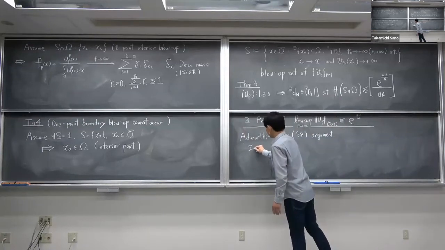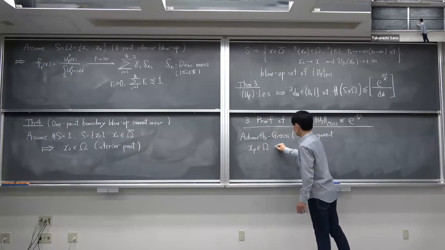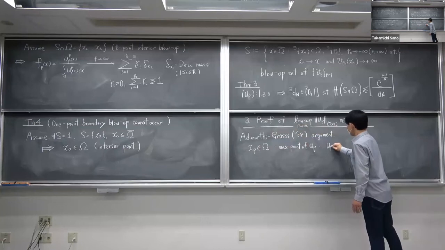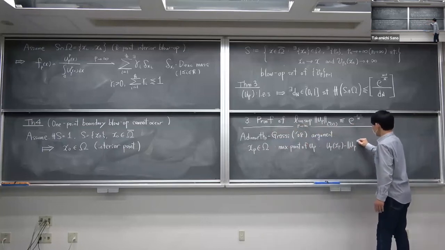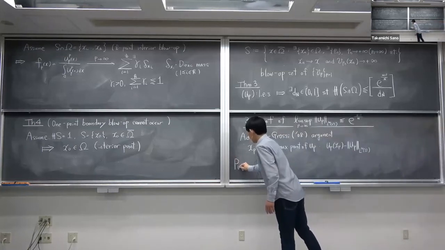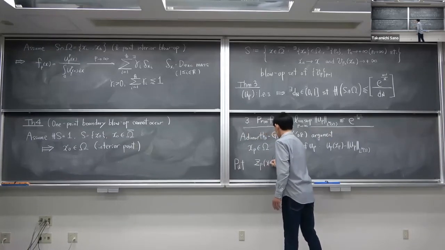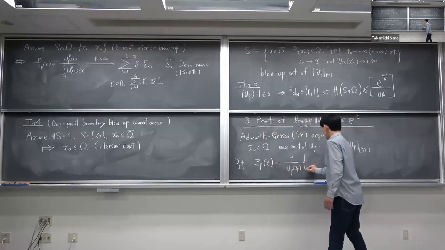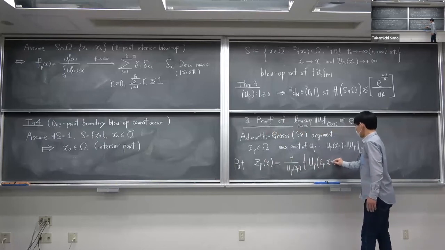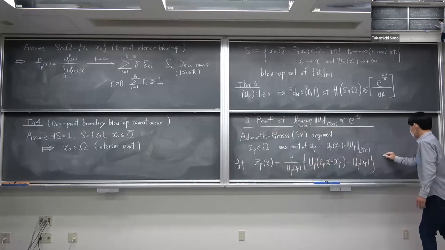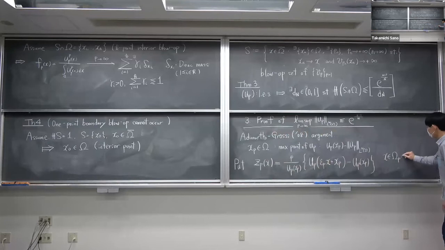And let x_p be a maximum point of the least energy solution u_p. That means u_p(x_p) is equal to the infinity norm of u_p. There is at least one point, this one. And we introduce a new function, z_p. z_p(x) is equal to like this: p divided by u_p(x_p), times u_p(epsilon_p x plus x_p) minus u_p(x_p). This is a new function. And here x is in the set omega_p. Omega_p is omega translated by x_p and scaled by 1 over epsilon_p.